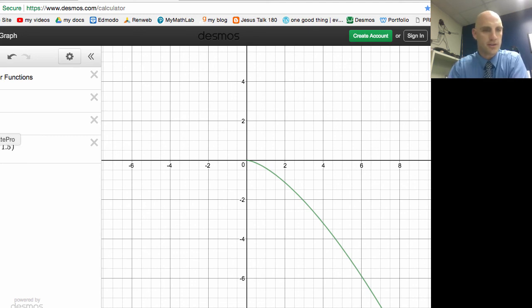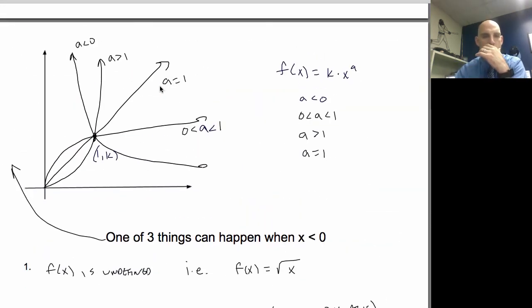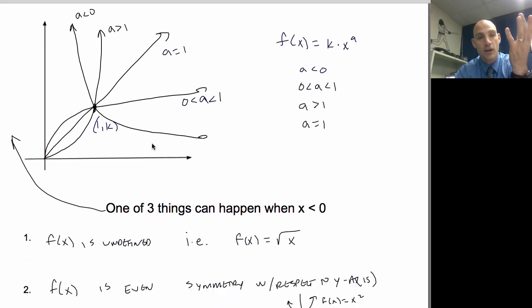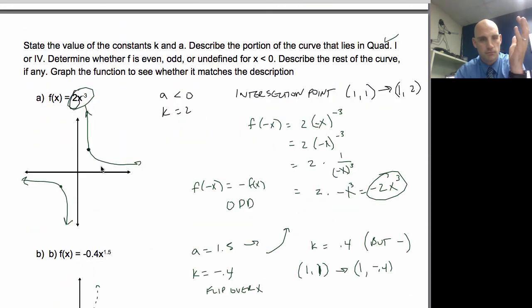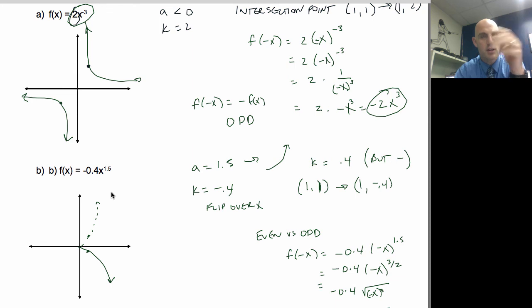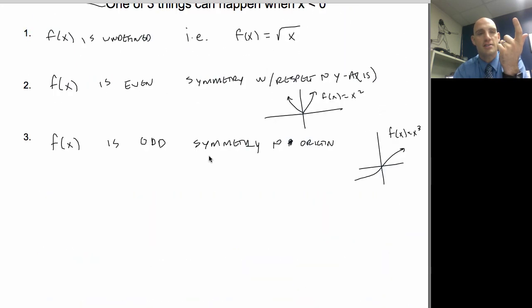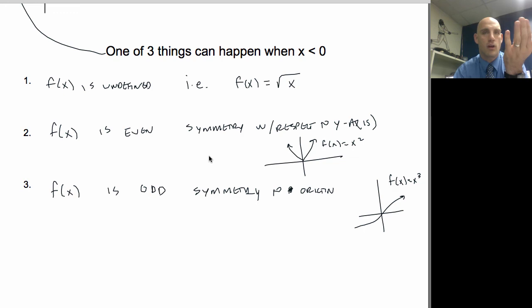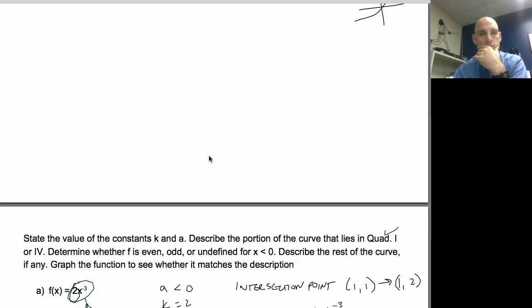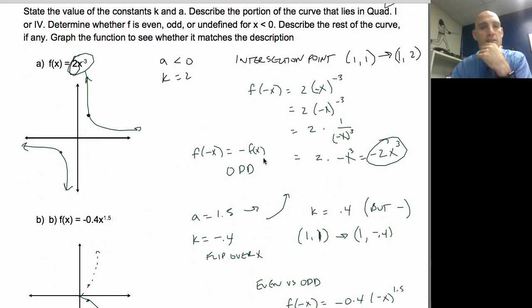Okay, so what did we just do? We examined the trends in power functions. They all go through 1, 1 until you multiply them by the k. Based on the a value, meaning the exponent value, they look different. And so we generally sketch it, adjust our 1, comma k, adjust our point of intersection based on what quadrant it's supposed to be in, and then determine even versus odd to see is it origin symmetry, is it y-axis symmetry, or is it neither. Okay? That's what we're doing, guys, being able to analyze power function graphs.